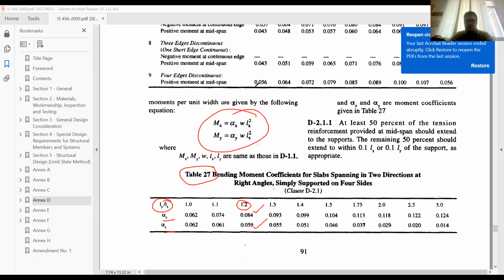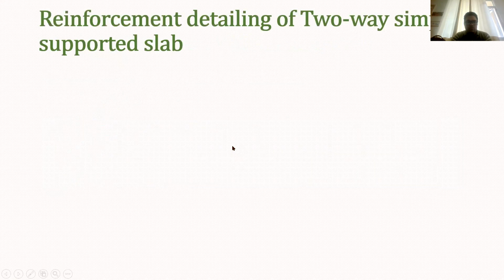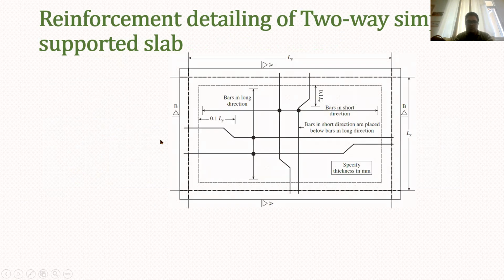So now, again going to the slide, we will see the reinforcement detailing for the two-way simply supported slab. We have seen the reinforcement detailing of the one-way slab. Now we will see the reinforcement detailing of the two-way simply supported slab. Here in the plan, these are the reinforcement. Here we provide reinforcement alternately bent up along both spans, which is along the shorter and along the longer span.